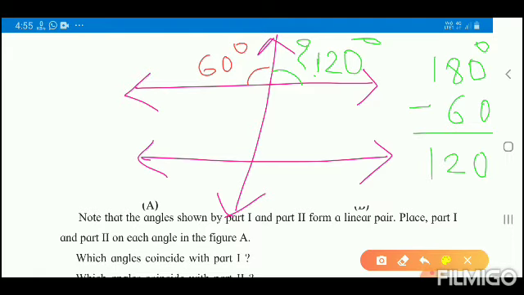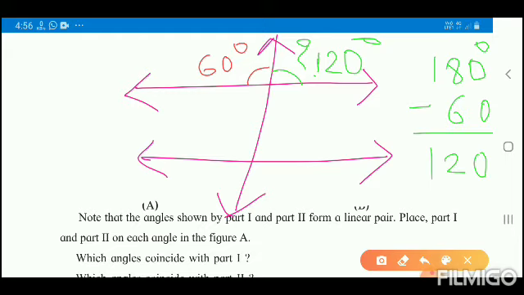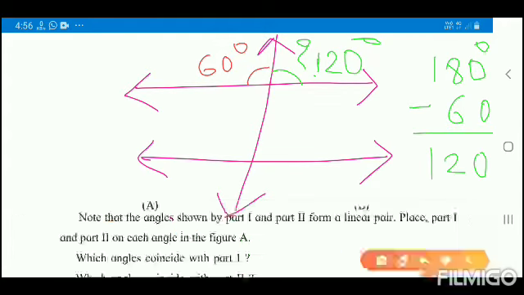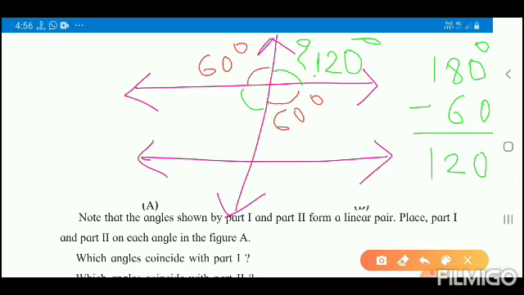Now look here. This angle is opposite to this 60 degrees angle, so it will also come 60 degrees. And this angle is of 120 degrees. Now we had only just seen the properties and which angles are congruent angles.